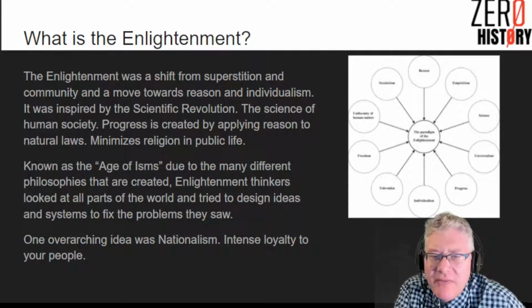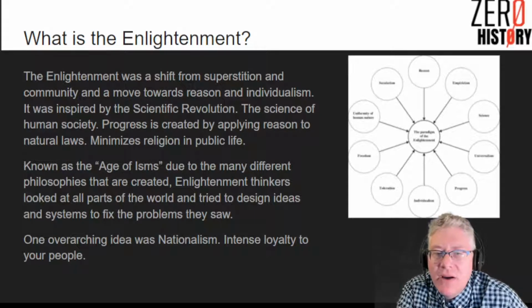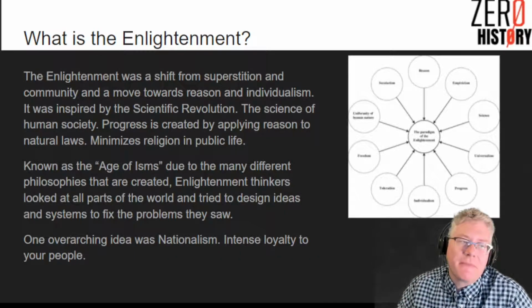The little picture above me here is a little bit hard for me to read because I'm an old man. But there in the middle, it says the paradigm of the Enlightenment. And around the outside, you can see a bunch of the concepts there, right? Like progress, individualism, freedom, empiricism, science, etc. Those are all things that would be feeding into the concepts of Enlightenment.